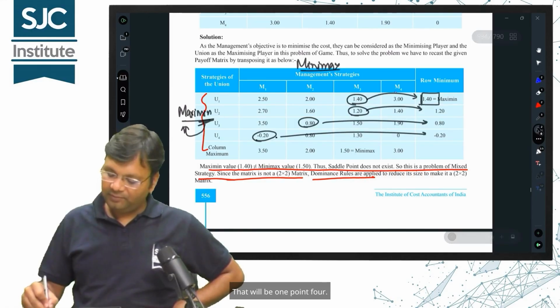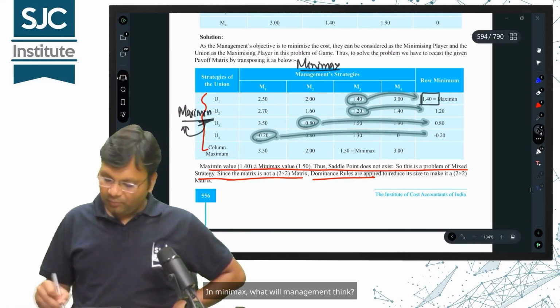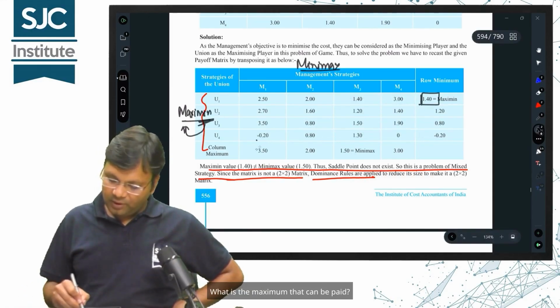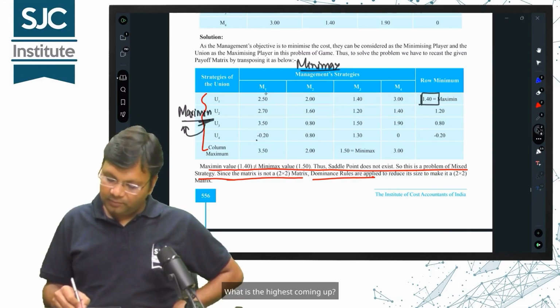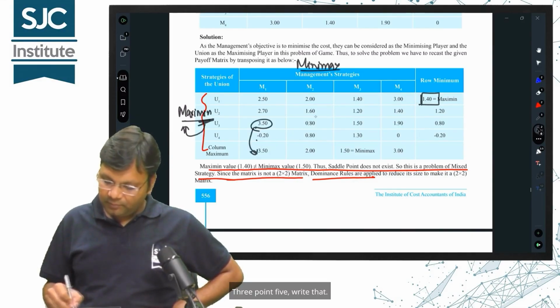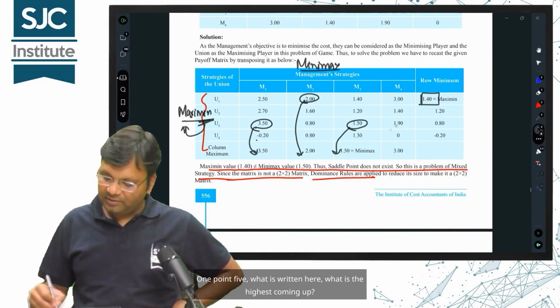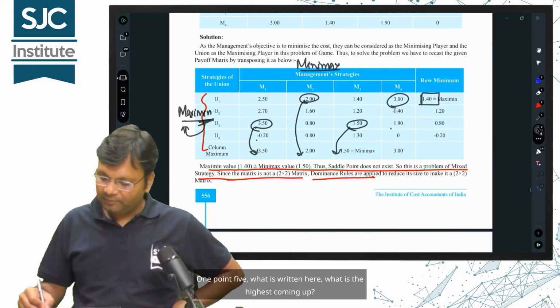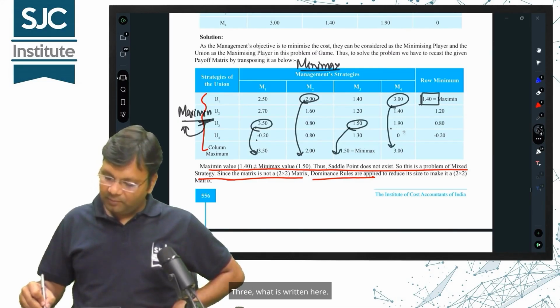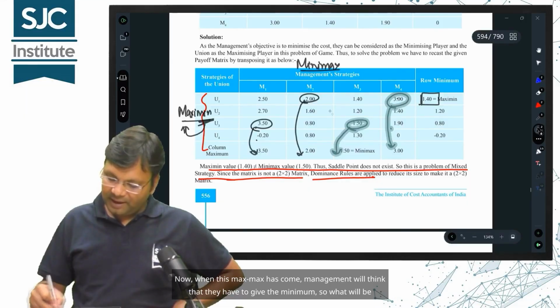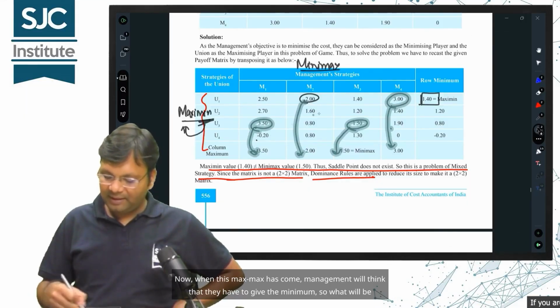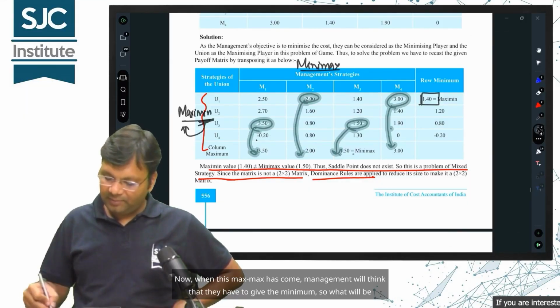That will be 1.4. In minimax, what will management think? What is the maximum that can be paid? What is the highest coming up? 3.5, write that. What's the highest? 2. What is written? What's the highest? 1.5. What is written here? What is the highest coming up? 3. What is written here? Now, when this max has come, management will think that they have to give the minimum. So what will be the minimum?